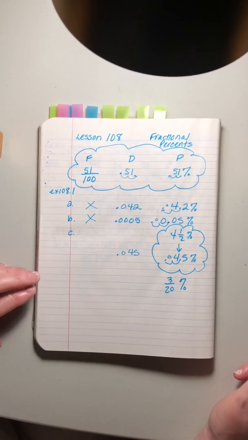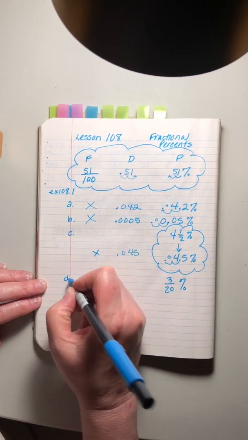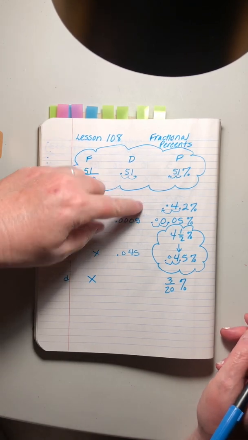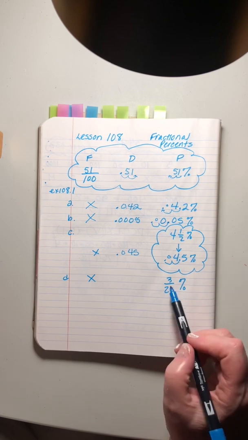3/20%. Okay, that's crazy, right? Okay, we don't need that. This is D. And again, we're not asked to find the fraction in any of these. It wouldn't be that hard, right? It's easy to go that way. Okay, so this is crazy.